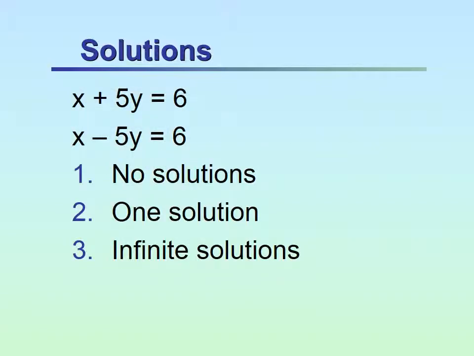So here's a system, x plus 5y equals 6, x minus 5y equals 6. You're going to want to put them into slope-intercept form, which is y equals mx plus b, and then determine: are there no solutions, are they parallel, is there one solution, which means they have different slopes, or are there infinite solutions? When you solve, you get the same equation. So I'll go ahead and let you figure that out.